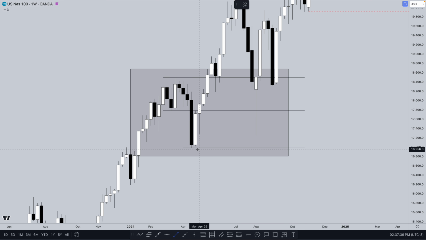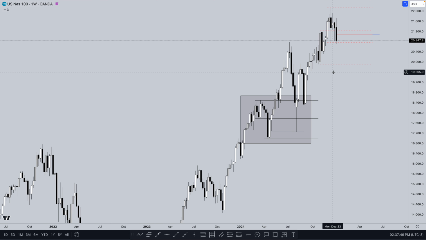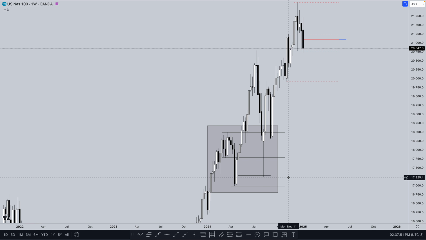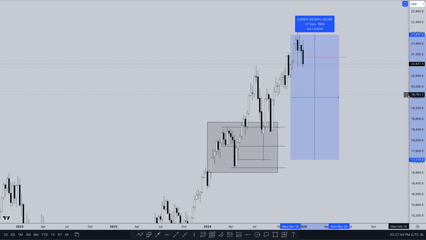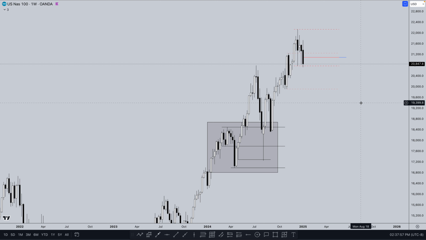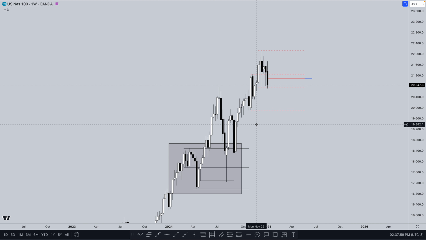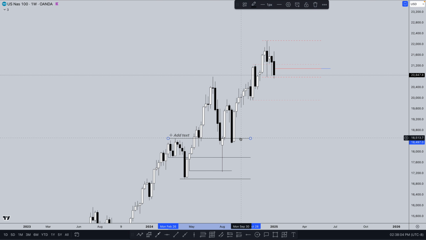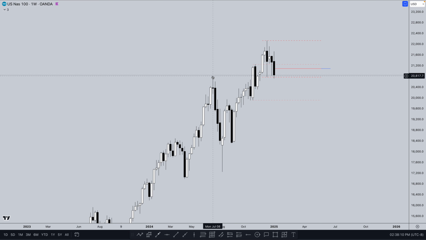Sniper entry would have been entering after we sweep these lows. We swept this liquidity. Boom. Sniper entry, no drawdown, less risk. You risk like 30 pips to make a good amount. 4,000. That's like a 1 to 100. Super clean. And now we're just continuing to make higher highs and higher lows. We're continuing to break previous highs and we're retesting it right now.